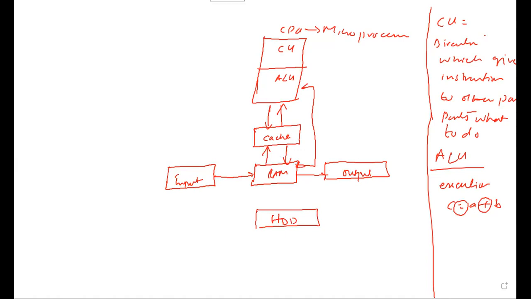Yes, cache is a memory. I will tell you separately, but just see that cache is a kind of memory. RAM is connected with the hard disk. These dotted lines are control signals. As I told you, CU gives instructions to all components of the computer and tells the other parts what to do. Whenever we give an instruction or data from an input device, it goes into RAM.